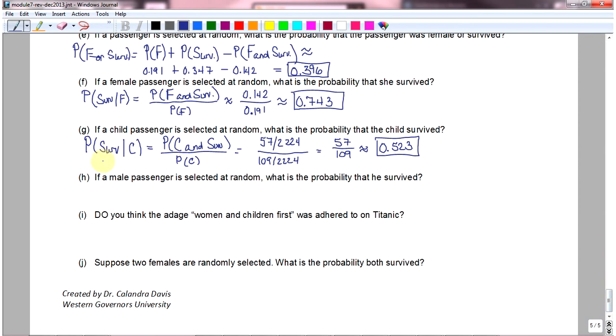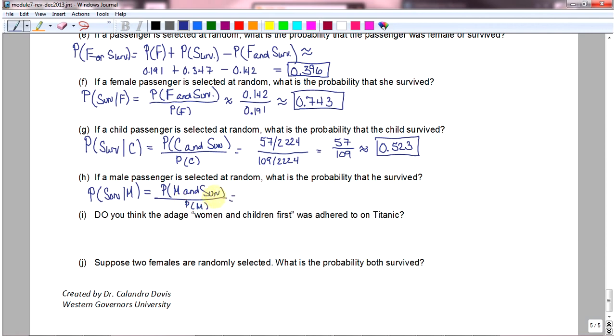Okay, going on to part H. If a male passenger is selected at random, what is the probability that he survived? Okay, so again, we're interested in his survival given that he was male. So hopefully, with all of these, the formula or our definition is becoming routine. So we find the probability that he was male and survived divided by the probability of the passenger being a male.